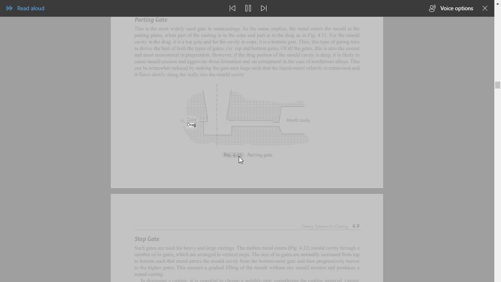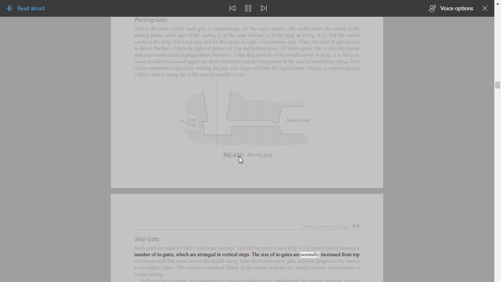Fig. 4.11 Parting gate. Step gate. Such gates are used for heavy and large castings. The molten metal enters the mold cavity through a number of ingates, which are arranged in vertical steps.